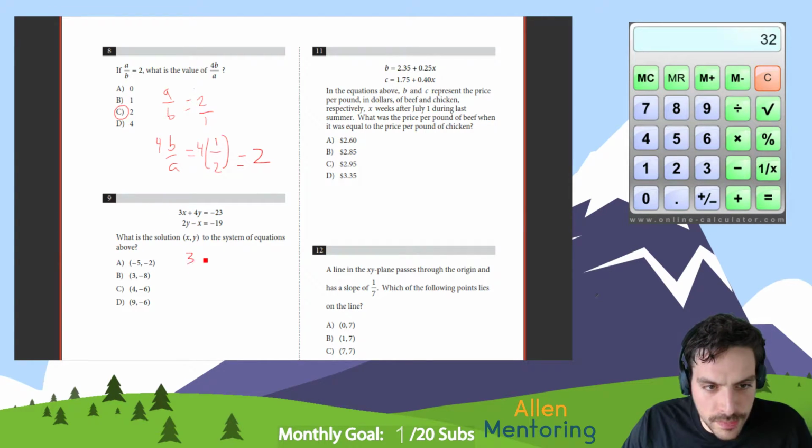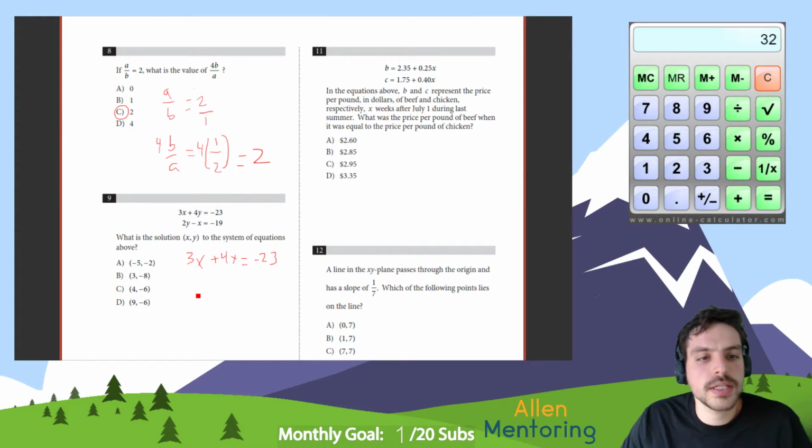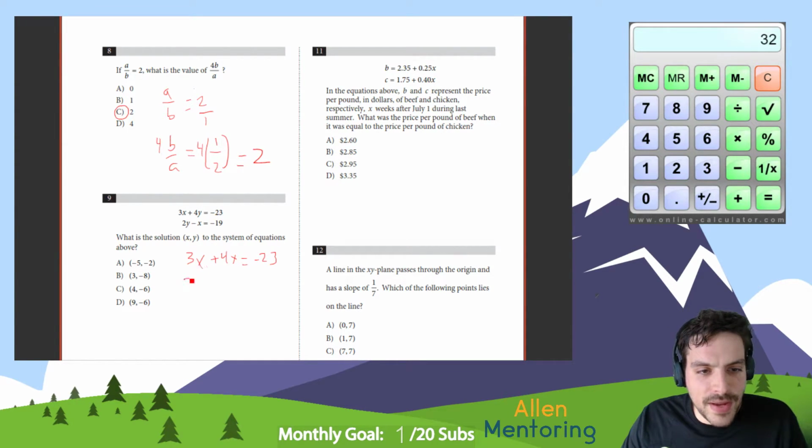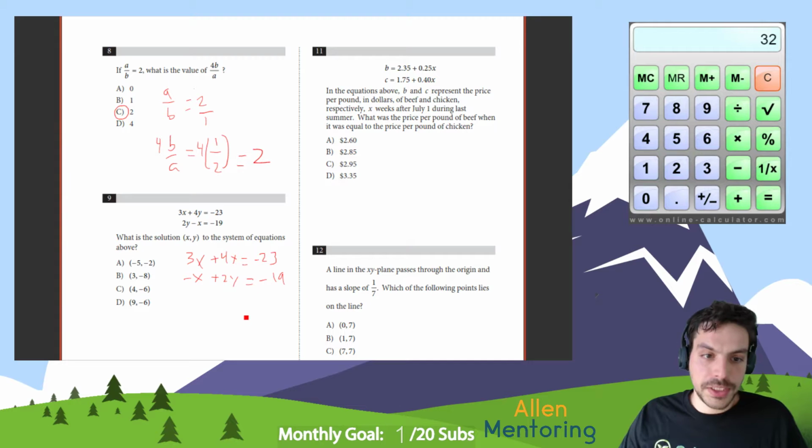Let me rewrite the first equation up top. Okay. It was negative 23. Very nice. And I'm going to rewrite the bottom equation. I'm just going to realign. I'm going to put the negative x to the front here, and I'm going to put the 2y underneath the other y. I'm just doing this to keep a little organized for when I do the elimination step.